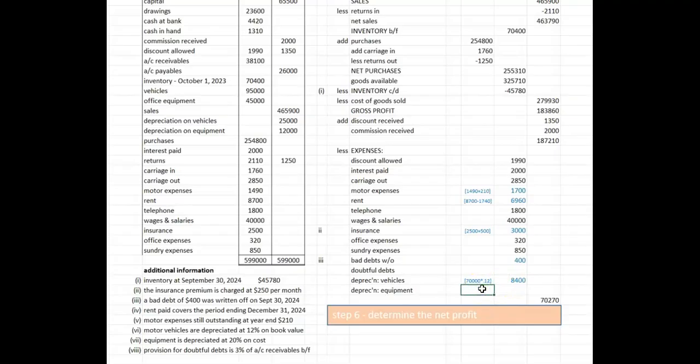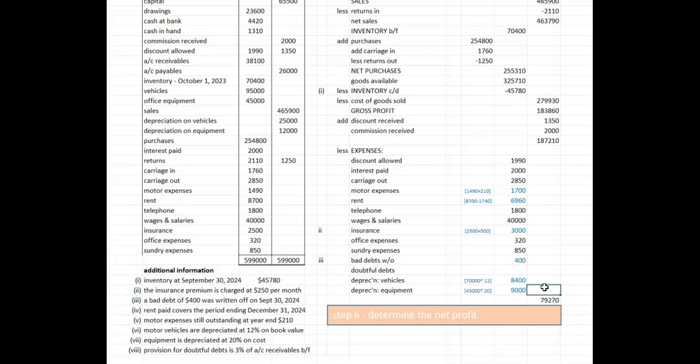Then next one says that the equipment is depreciated at 20% on cost. So on cost means I just take the cost figure and find the 20%. So the cost figure for that equipment is 45,000, sorry. And I am going to find 20% of that. So 20% of that, multiply that by 2. So that should be 9,000. Okay. So I have one more.